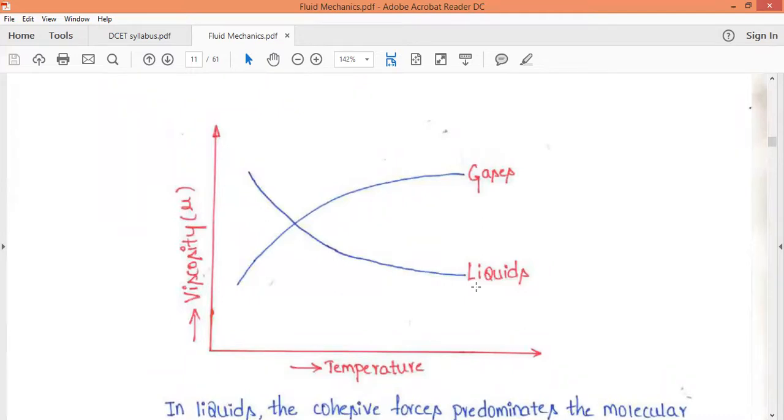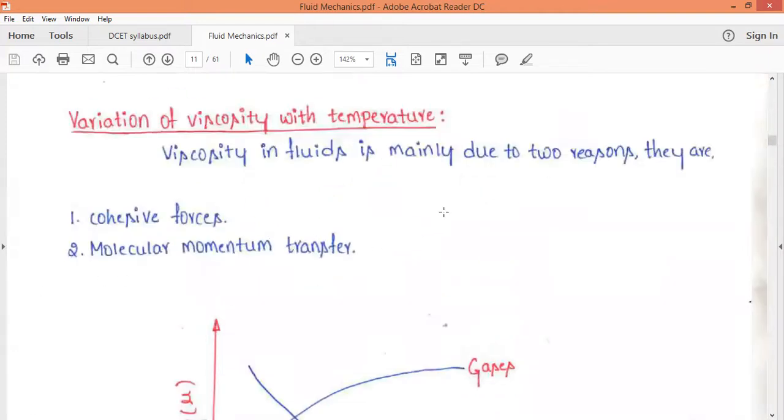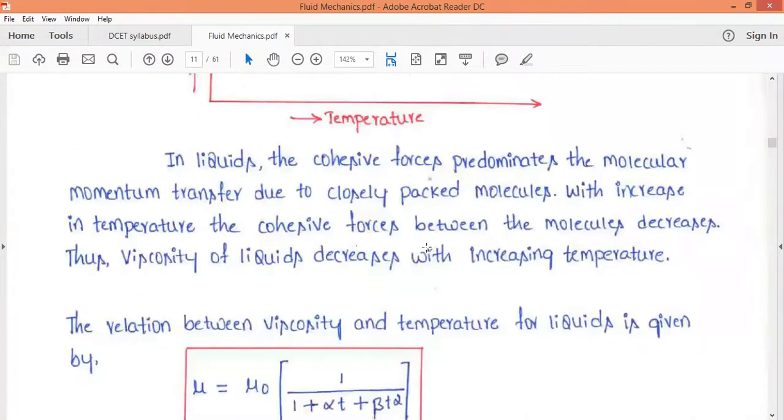Like that, we came across this phenomenon. If I consider coconut oil, in winter season the coconut oil is very thick. In summer season coconut oil is very thin because the viscosity decreases. In the case of gases, the molecular momentum transfer dominates the cohesive forces. Now if we supply heat or increase the temperature, then molecules tend to move randomly, thereby the molecular momentum exchange increases. Thereby the viscosity of gases also increases with increasing temperature.